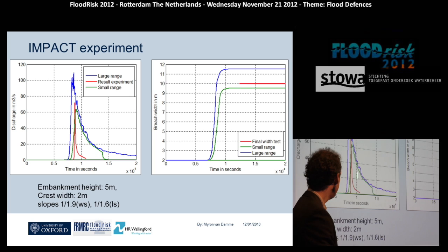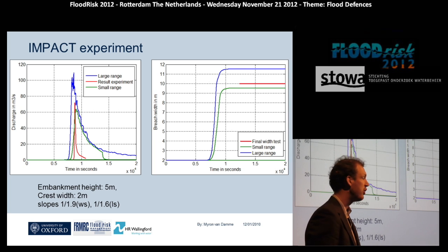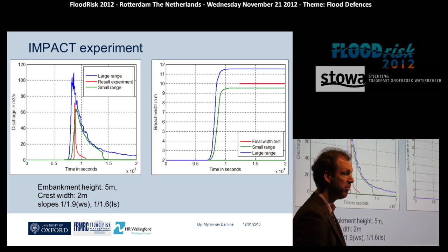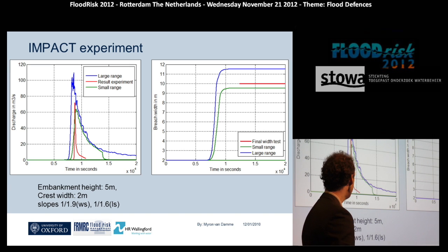And the red line here is the experimental outcome. We can see the Ariba model is able, in theory, to predict the event quite well.